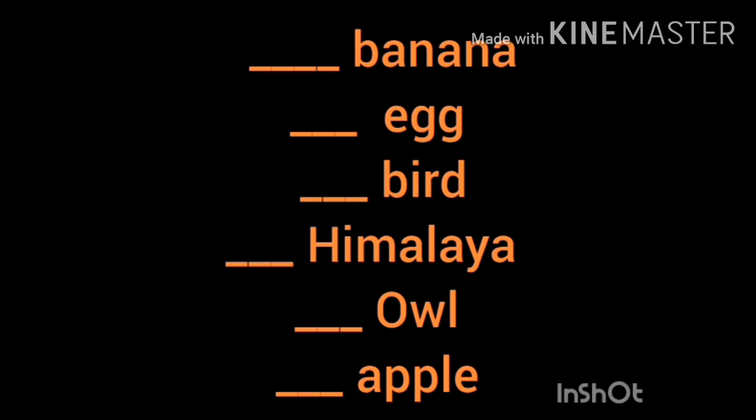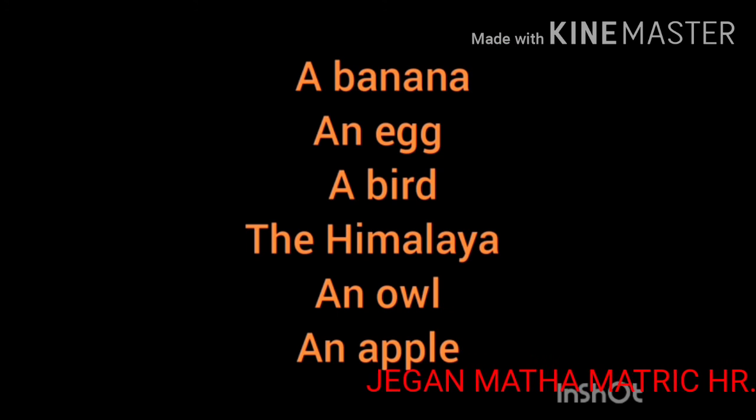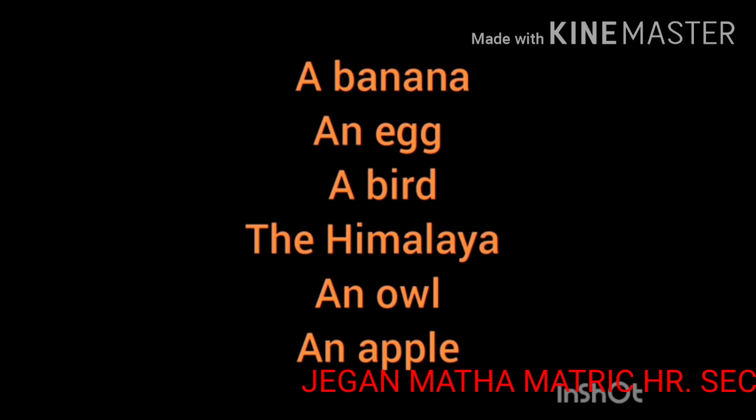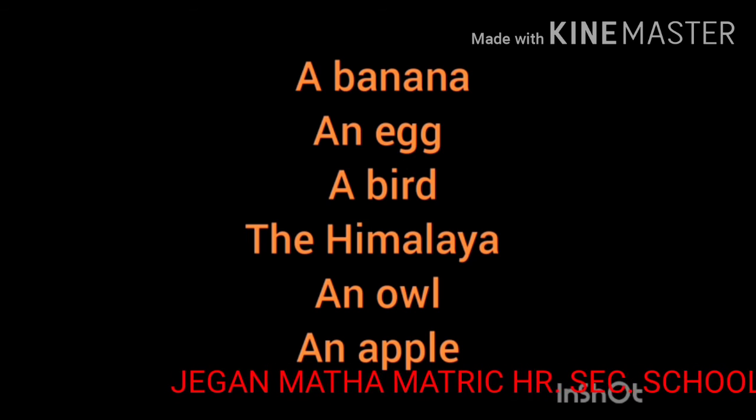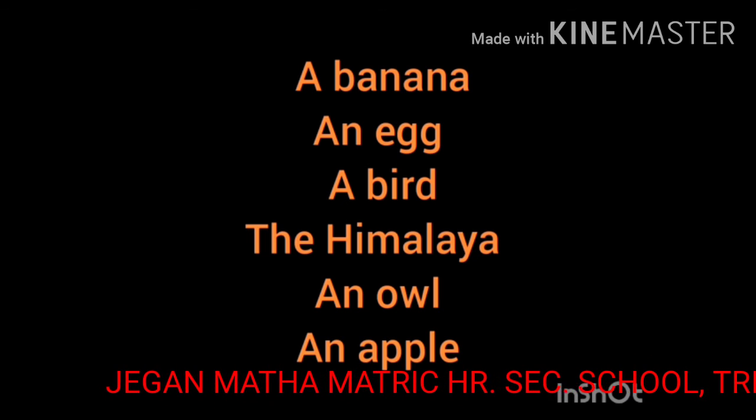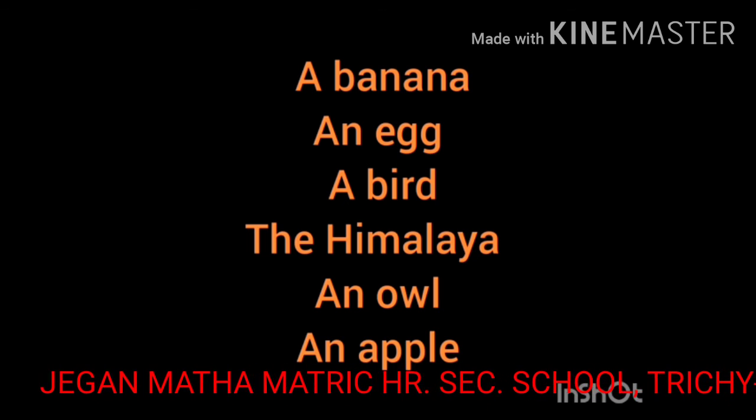Bird. A bird. Himalaya. Before names of mountains we use the, so the Himalaya. Next one, owl. Vowel sound, so an owl. Apple. An apple. Okay children, let's revise the answers. A banana, an egg, a bird, the Himalaya, an owl, an apple.